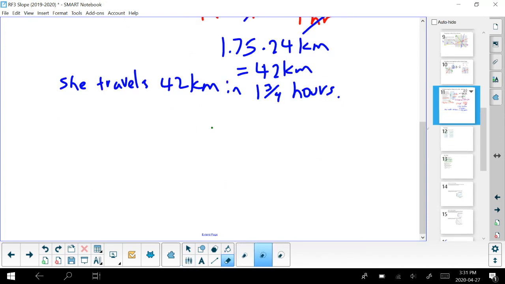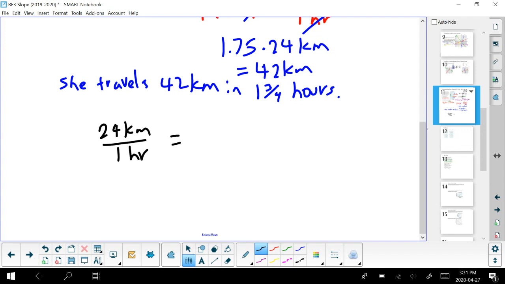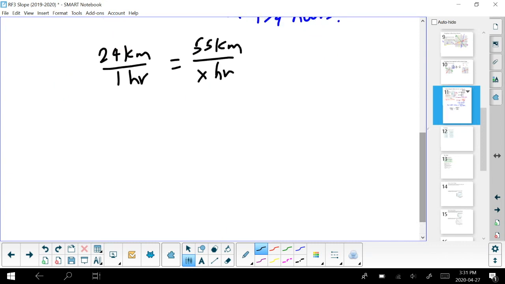For the next portion there, how long did it take for her to travel 55 kilometers? I'm going to use proportional reasoning for this one. So we know from our slope that she travels 24 kilometers per 1 hour. This ratio, or this proportion, has to be the same thing as her traveling 55 kilometers per x hours. So we label that lower portion there with x because we don't know how many hours she's been traveling, but the proportion has to be the same if we're considering that she keeps a constant speed of 24 kilometers per 1 hour.